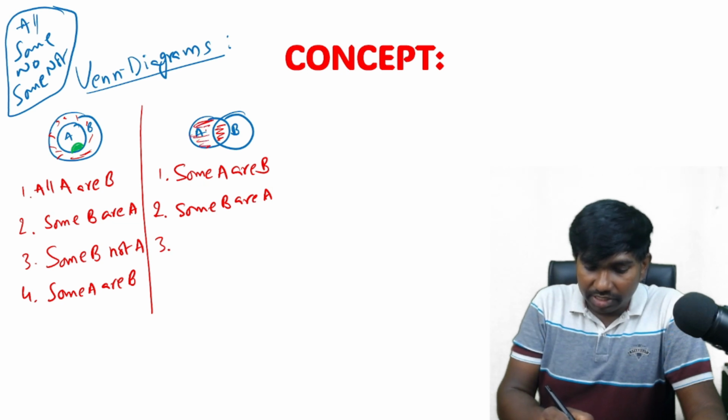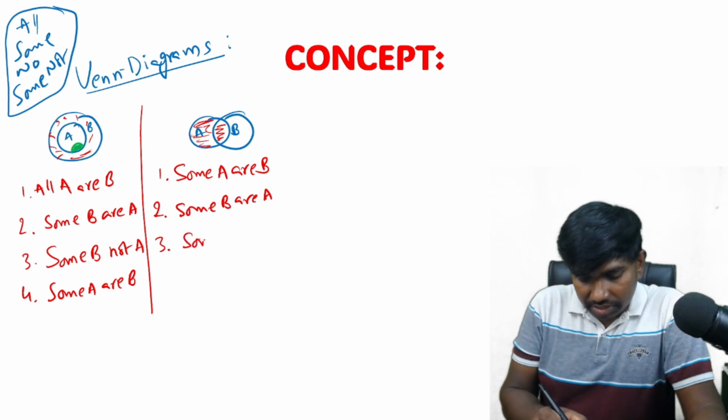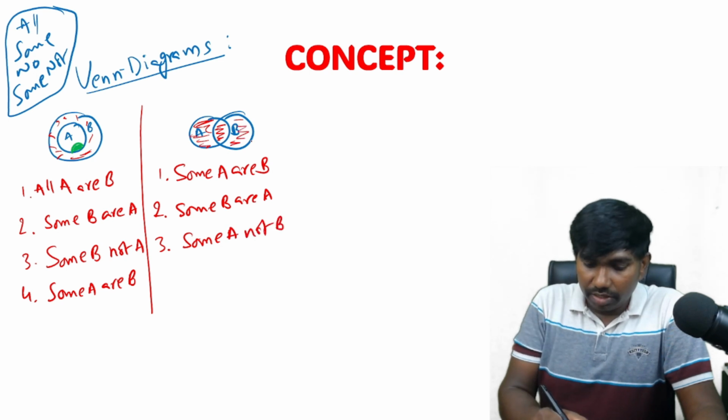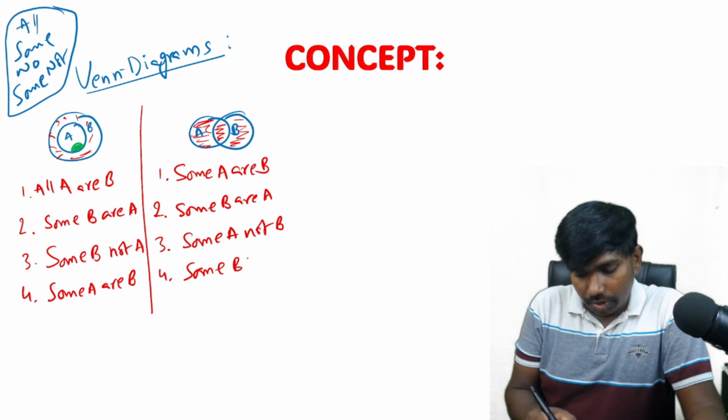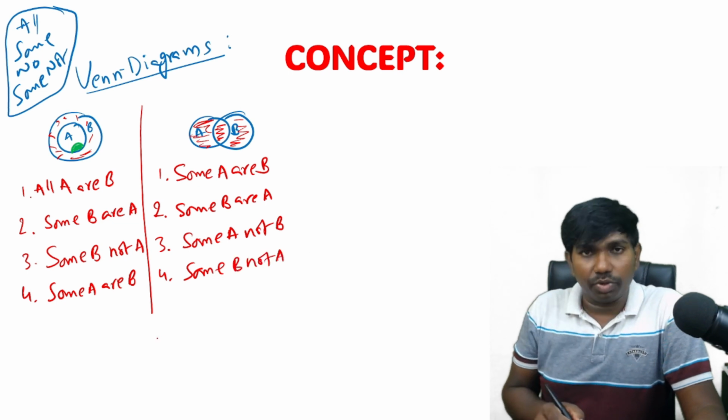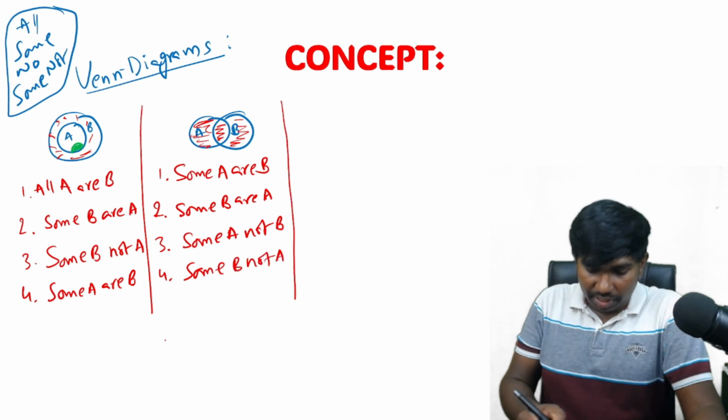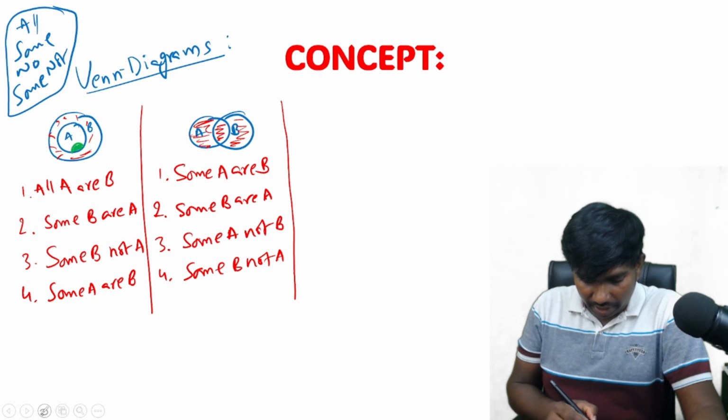And third, what about this part? This part of A is not B, no? So we can say some A not B. And what about this part? Some B not A. Yes, some B not A. Okay. So these are the possible statements for the given diagram.